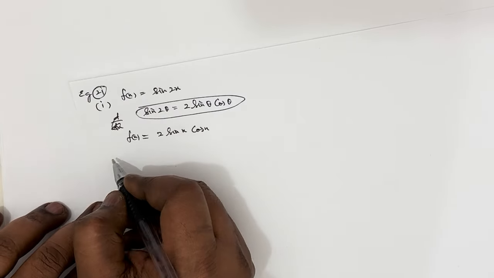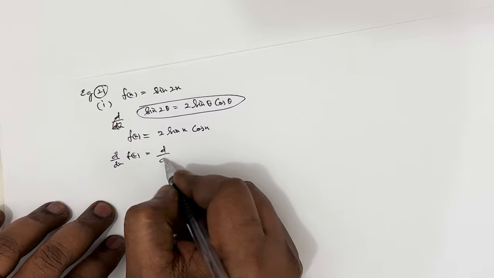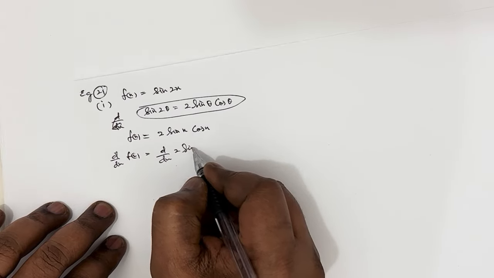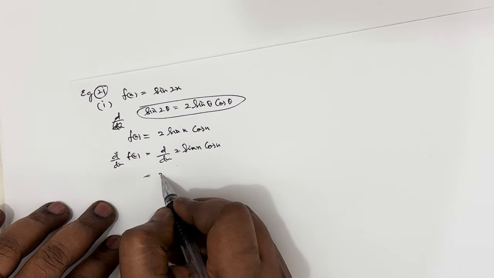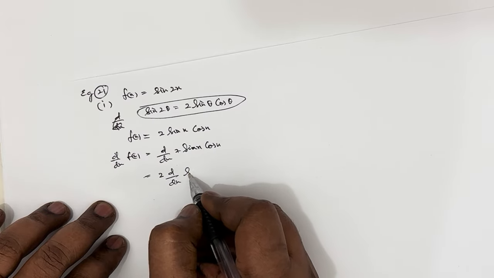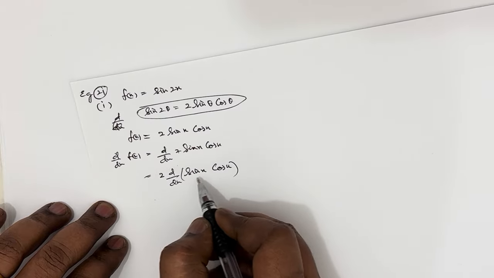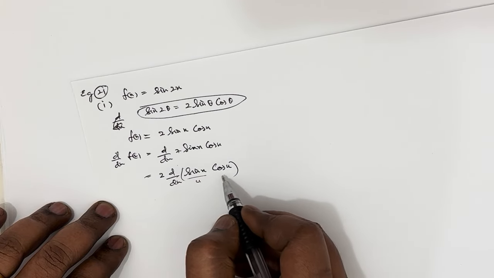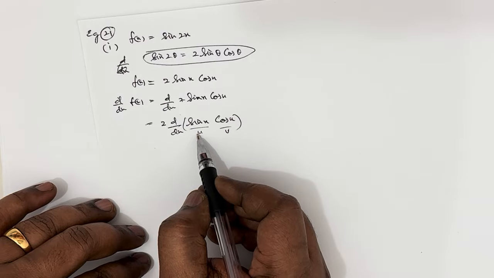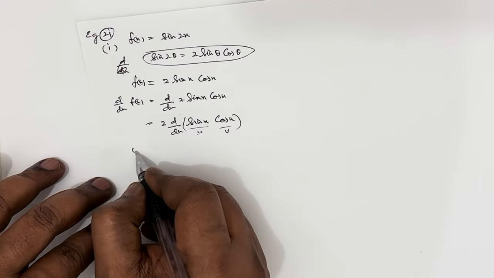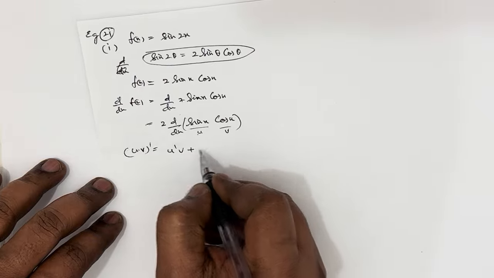So d by dx of f of x is equal to d by dx of 2 sine x cos x. Let's take this 2 out because it's a constant, leaving sine x cos x. Now assuming these to be u and v, because these are two different functions, we have u multiplied by v whole dash equal to u dash v plus u v dash.